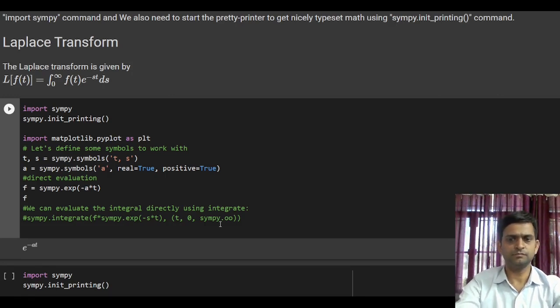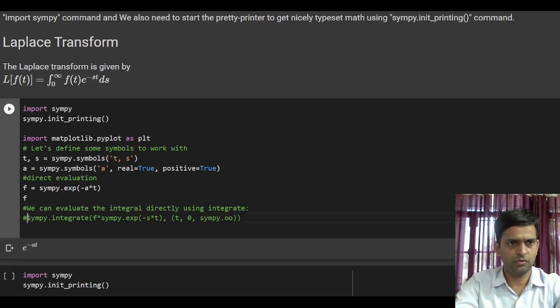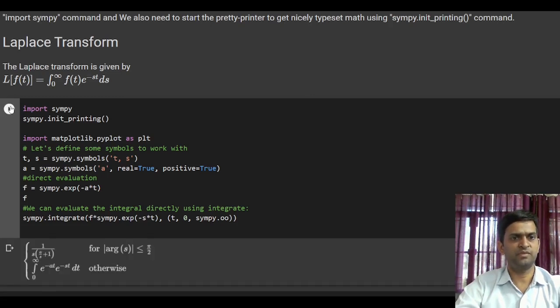Yeah, you can see the output here, e to the power minus at here. Now we have to integrate it. Okay. Now we have integrated it from 0 to infinity. I have integrated it from 0 to infinity. Okay, so up to pi, right? Up to pi by 2 it is this, and 0 to infinity it is this one.